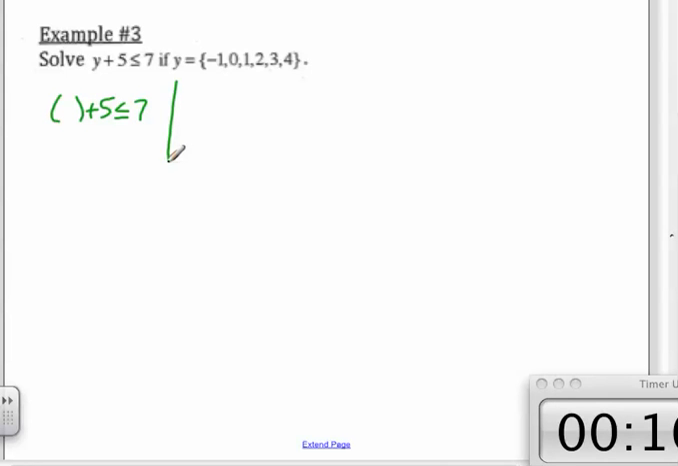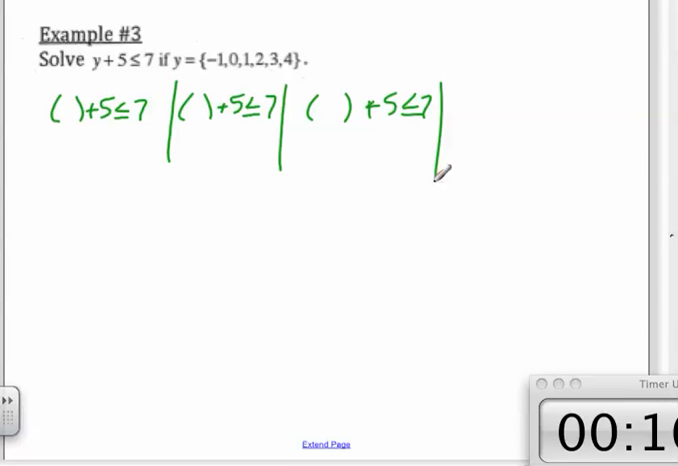I'll do another one, or I'm sorry. You know, I always put parentheses in for my variable. Parentheses plus 5 is less than or equal to 7. Okay, let me plug in a few and see what I get. Negative 1, 0, and 1. All right, so that's going to give me 4 is less than or equal to 7. Is that true? Good. All right, so negative 1 is a solution.